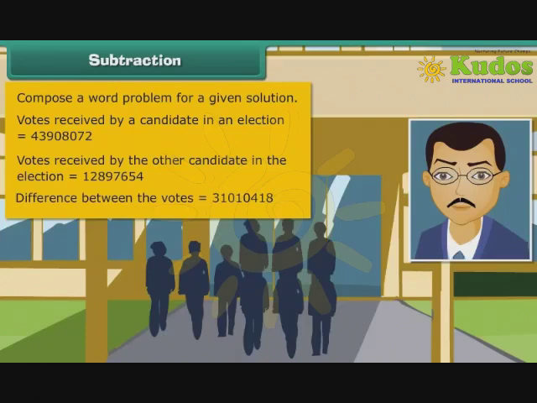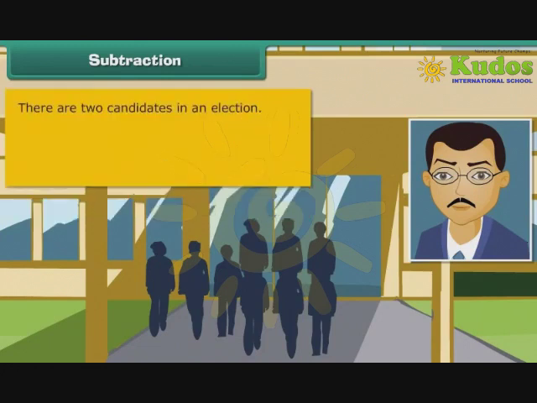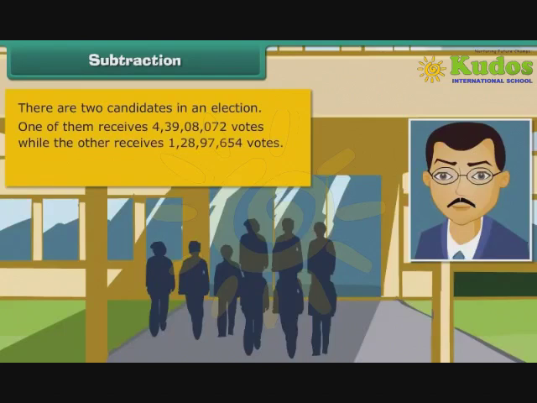Therefore, the word problem is: there are two candidates in an election. One of them receives 43908072 votes, while the other receives 12897654 votes. Find the difference in their votes.